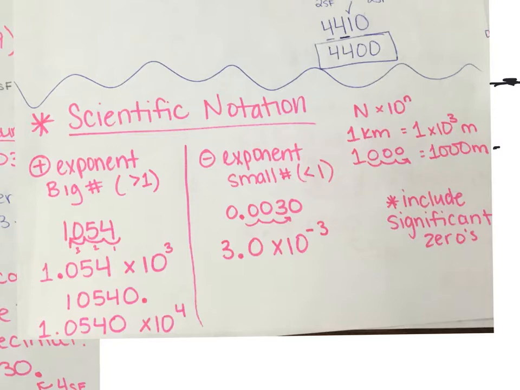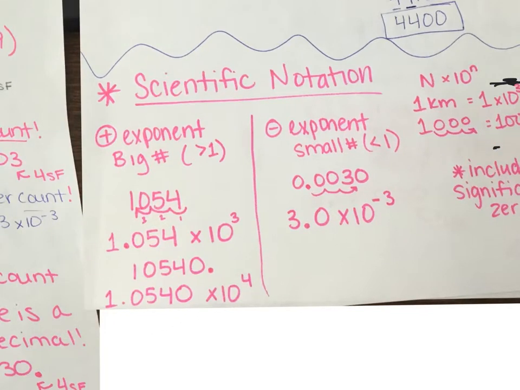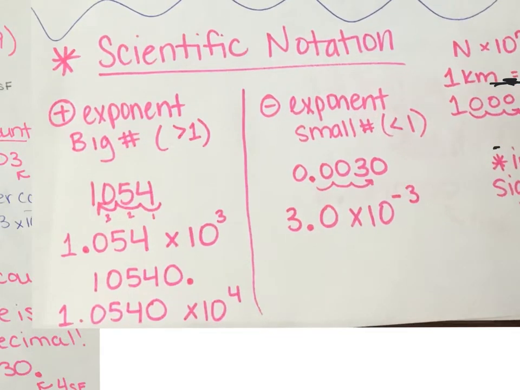So the two big ideas that I wanted you guys to remember is that if I have a positive exponent, that means it's a big number. A big number is just anything greater than 1. If I have a negative exponent, I have a small number. A small number would be anything less than 1.